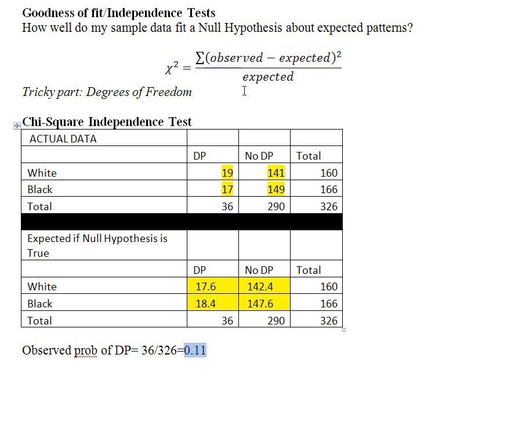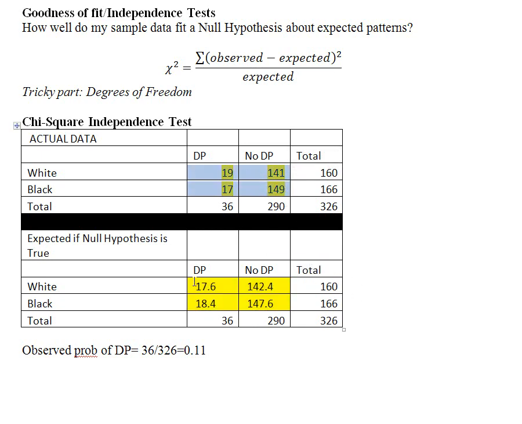What do we do now? Let's go back to this formula up here. Chi-squared statistic is going to be the observed minus the expected squared divided by the expected. And then you add all those things up. So what we do is we look at these four numbers and compare them to these four numbers.